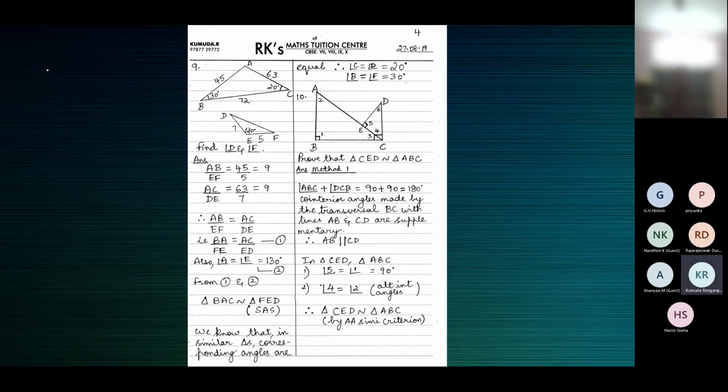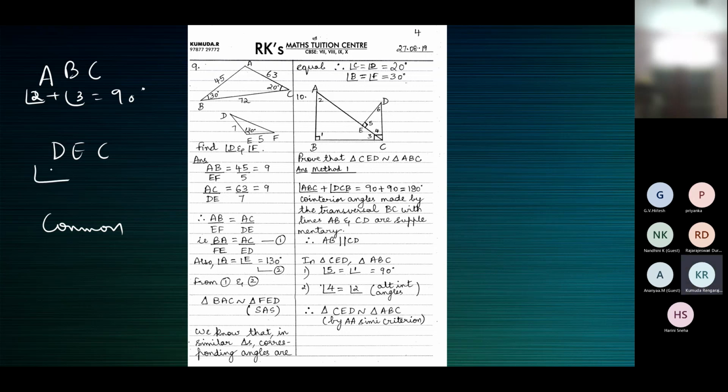You'll have to write one pair of angles that add up to 90 from triangle ABC, another from triangle DEC, and another which is common to both. So in ABC, angle 2 plus angle 3 is equal to 90. In DEC, 4 plus 6 is 90. And the common one is angle 3 plus 4 is 90.